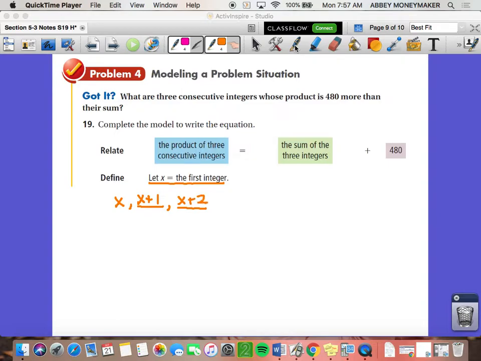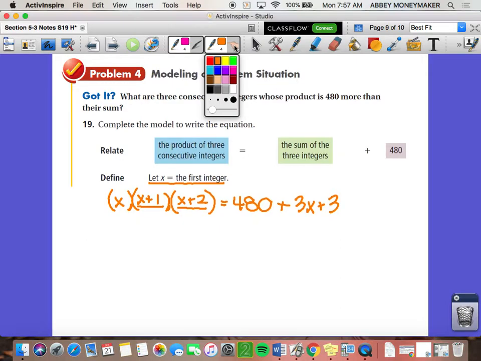Now it says here, whose product. So what am I going to do with all those numbers? I'm going to multiply them together is equal to 480 more than their sum. So the sum refers to adding up all the terms together. So we would have 3x plus 3. So we have a little bit of unpacking here to do.